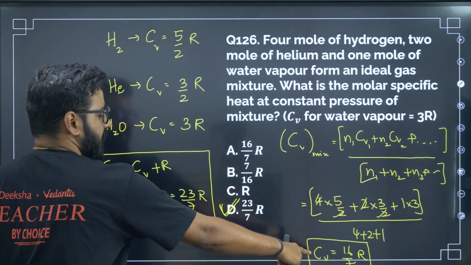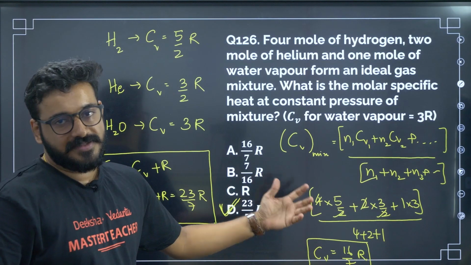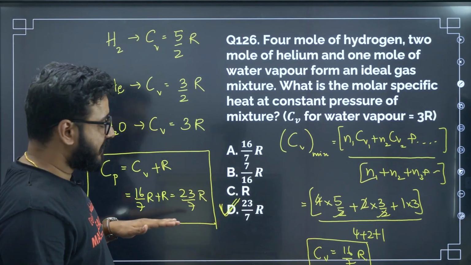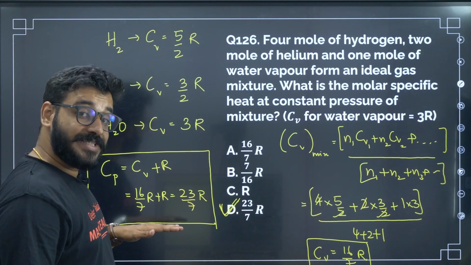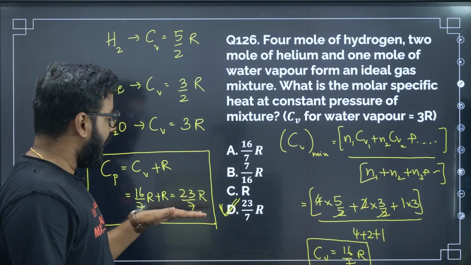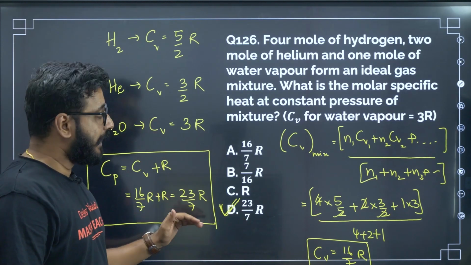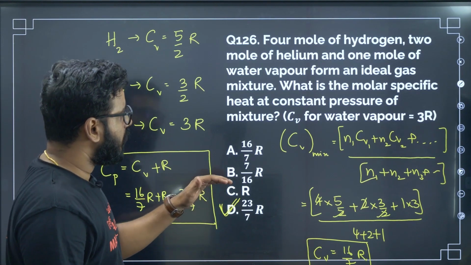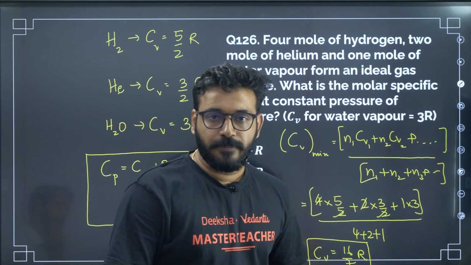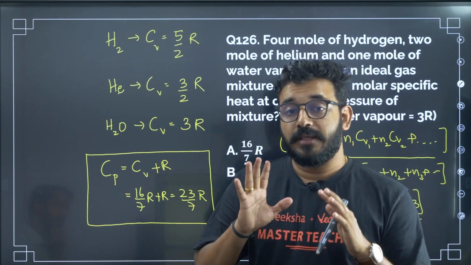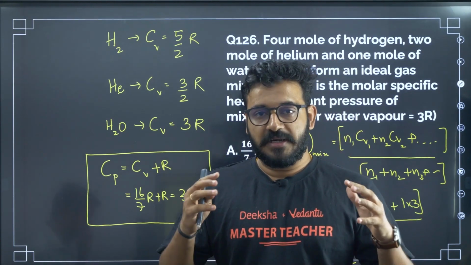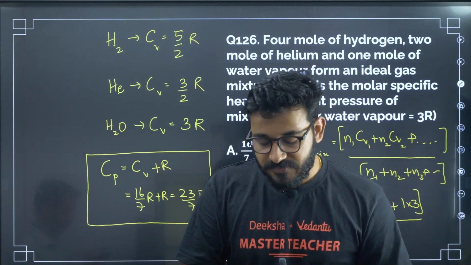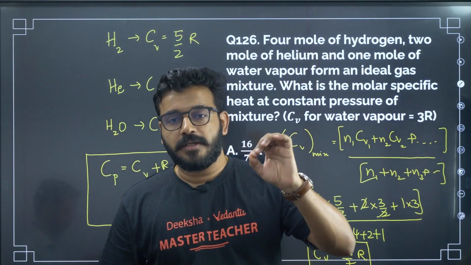If you would have marked 16 by 7, that's actually wrong, because they are not asking the molar specific heat capacity at constant volume. They are asking at constant pressure. So you need to add an additional R so that you get the final answer as 23 by 7. Once again, not an easy question, because you need to know the partial pressure law and how the molar specific heat capacity of a mixture behaves. That is very important.